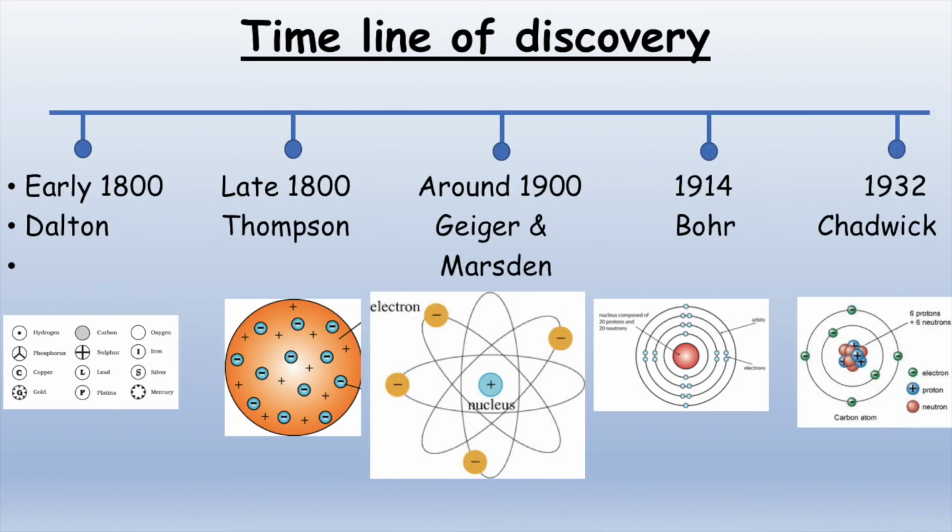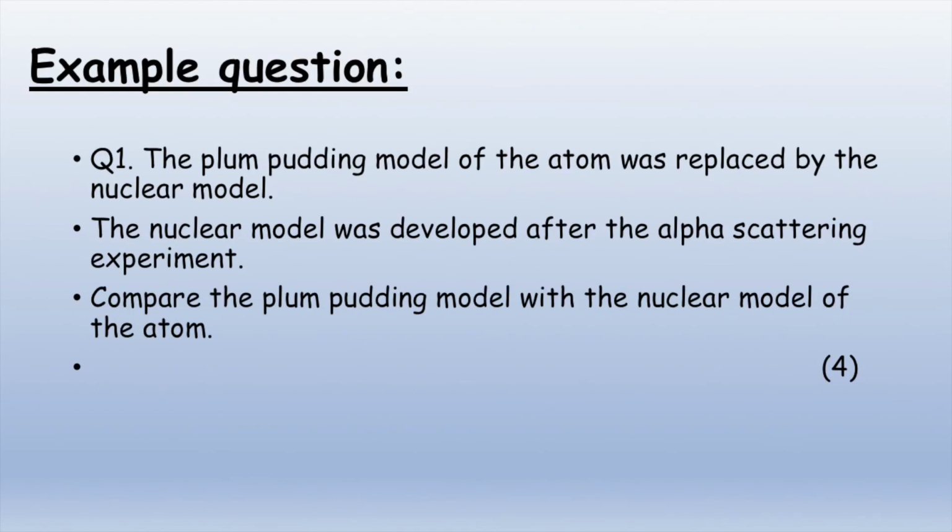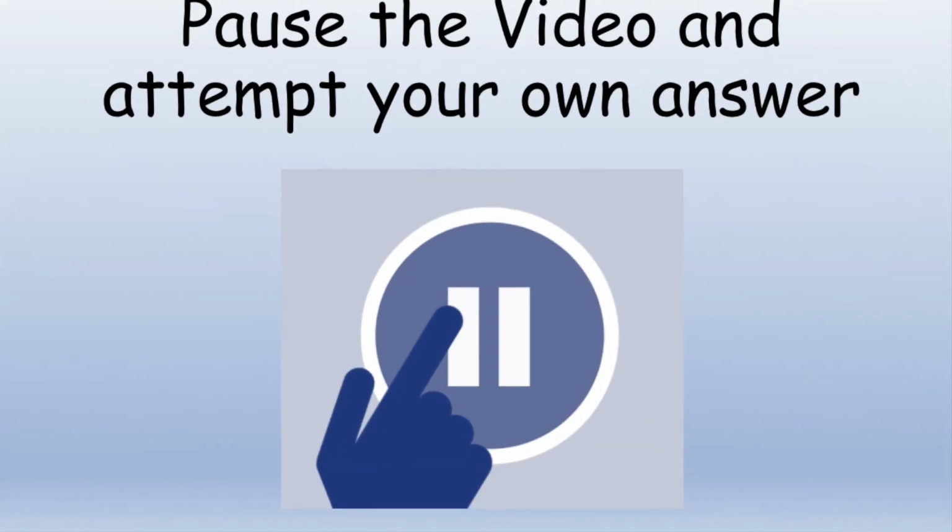Over to you. Now is your chance to answer this 4-mark question. You will need to time yourself for 4 minutes to ensure you're working at exam pace. I will read the question, then pause the video, and an example answer will follow from me. The plum pudding model of the atom was replaced by the nuclear model. The nuclear model was developed after the alpha scattering experiment. Compare the plum pudding model with the nuclear model of the atom. The command word compare requires you to identify similarities and/or differences between the two models. Pause the video now.